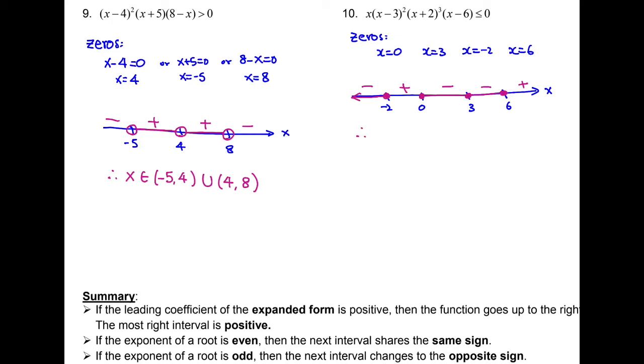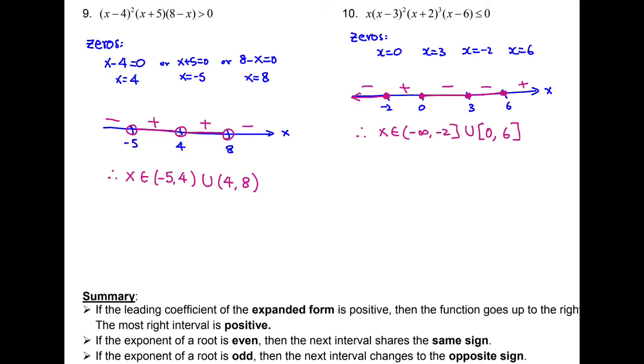Then, we can make our conclusion. X is in between negative infinity to negative 2, union, square bracket on 0, all the way up to 6 and square bracket. There is another efficient way to determine the positive or negative signs for each interval divided by the zeros on the number line by using the leading coefficient of the expanded form and the order of the roots, which is also called the zeros.